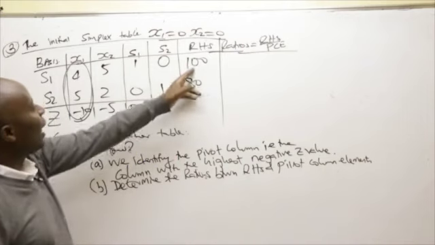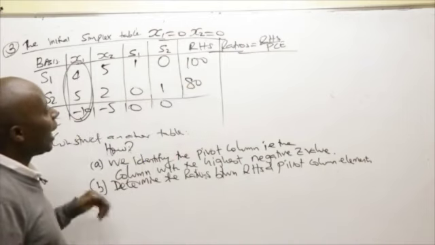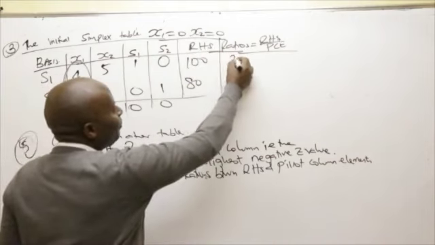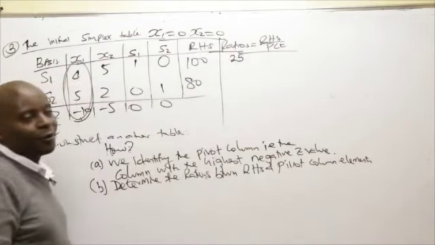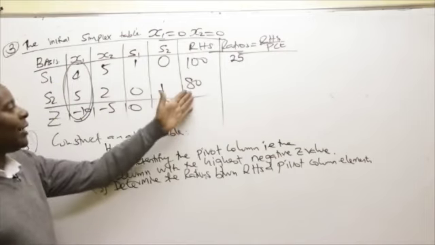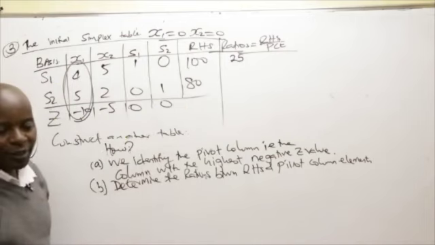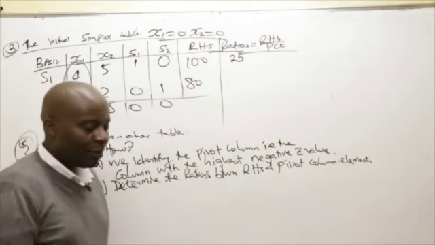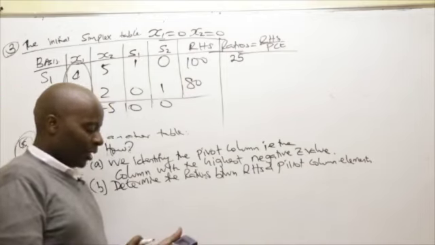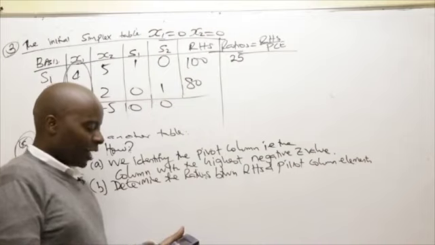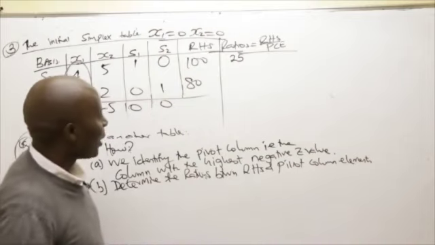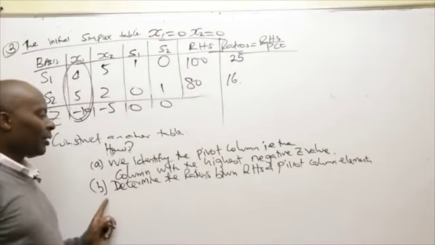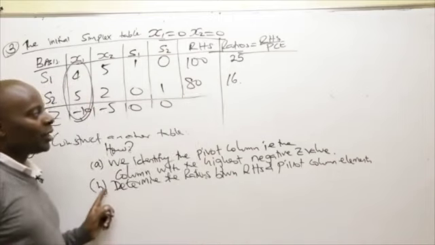So we have 100 divided by 4, that gives me what here, somebody? 25. And then we have 80 divided by 5. 80 divided by 5 gives me what figure, somebody here? I'm getting 16. That is step B for constructing the next table.